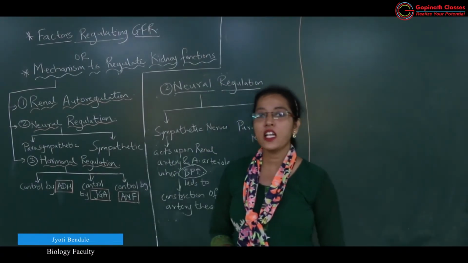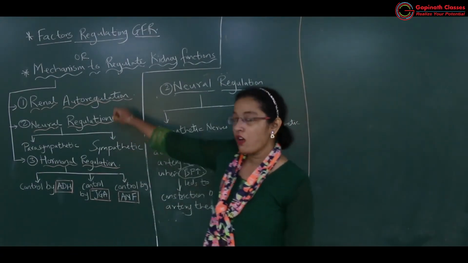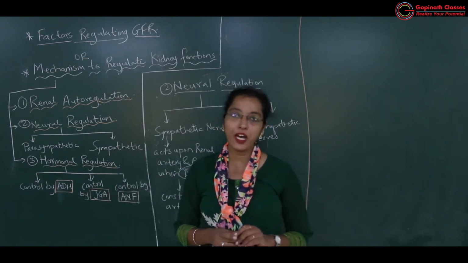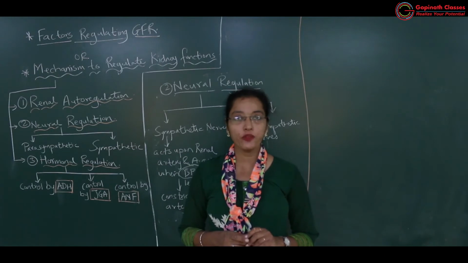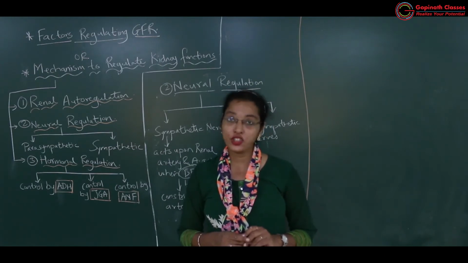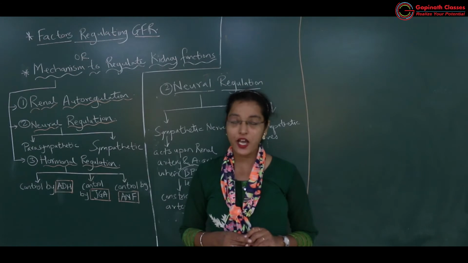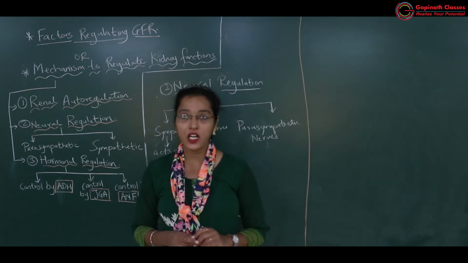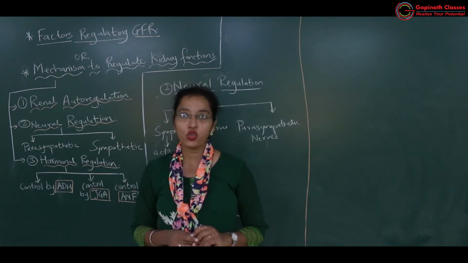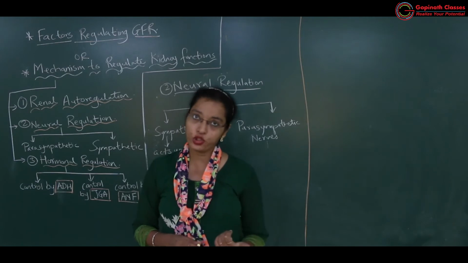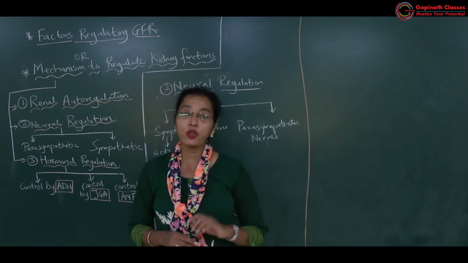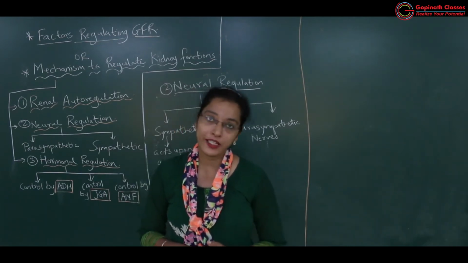Hello everyone. In the last session we have studied renal autoregulation. In renal autoregulation we studied the myogenic mechanism, and in that, condition 1 and condition 2: when the BP increases, what happens, and when the BP decreases, what exactly happens and how GFR gets normalized in both conditions. That is the very first mechanism we have studied in renal autoregulation. What is that? Myogenic mechanism.